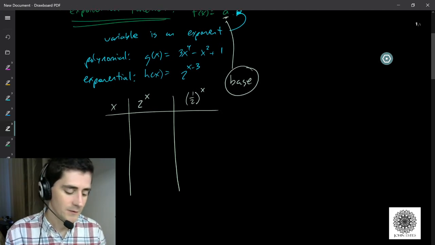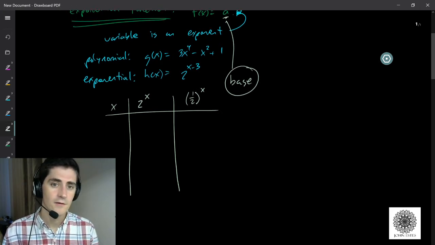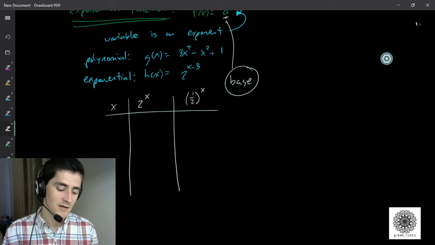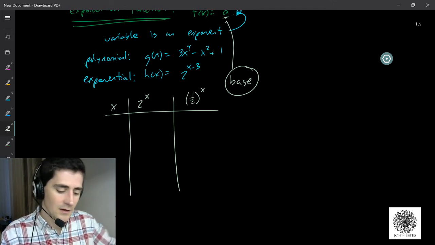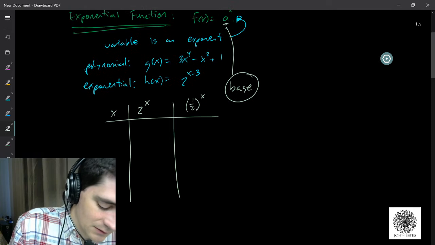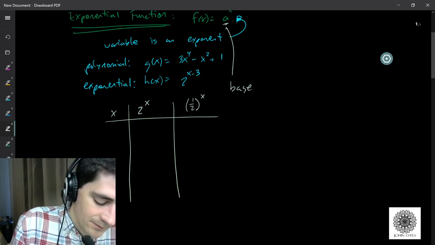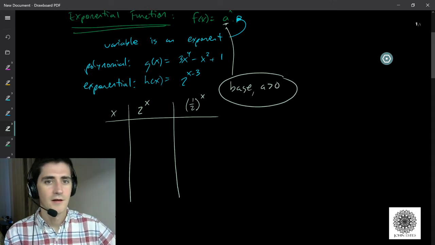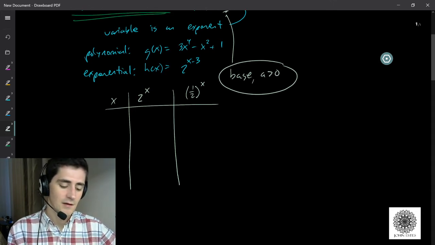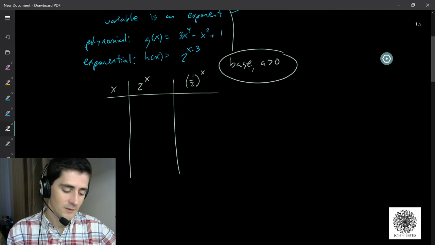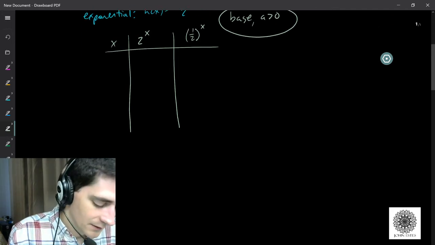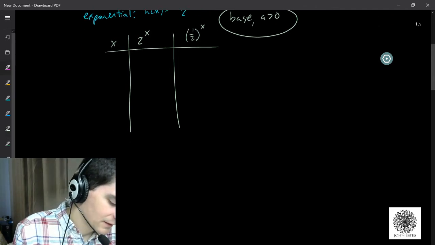So here I'm going to show you what happens if you have a base greater than 1, and what happens if you have a base less than 1. And another thing we need to mention is that a is always greater than 0. All right, so we don't really consider negative bases or 0 as a base with these exponential functions. All right, so now let's pick some values of x and just see what happens.